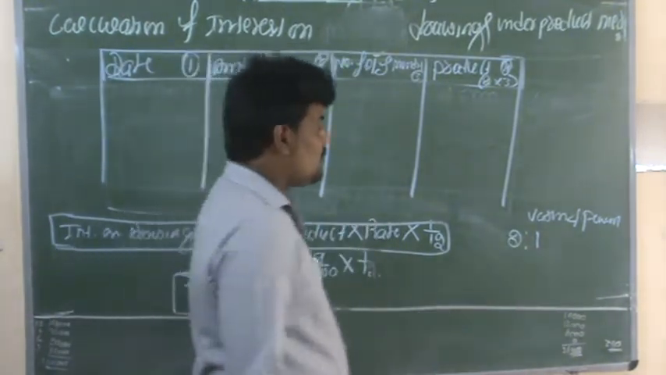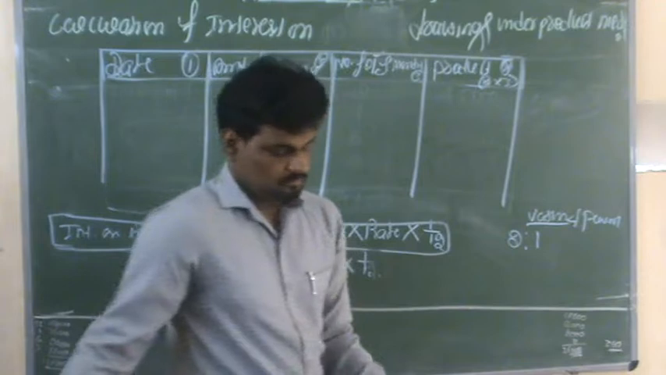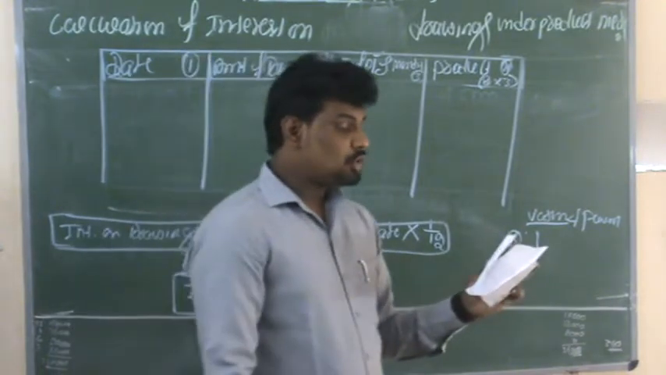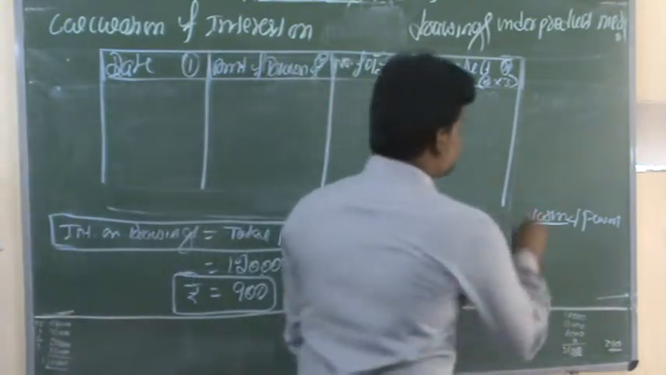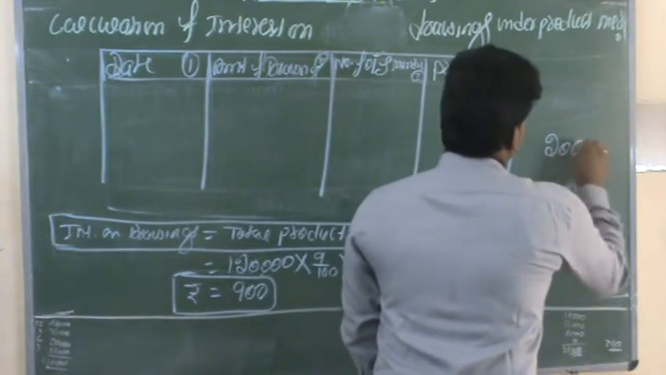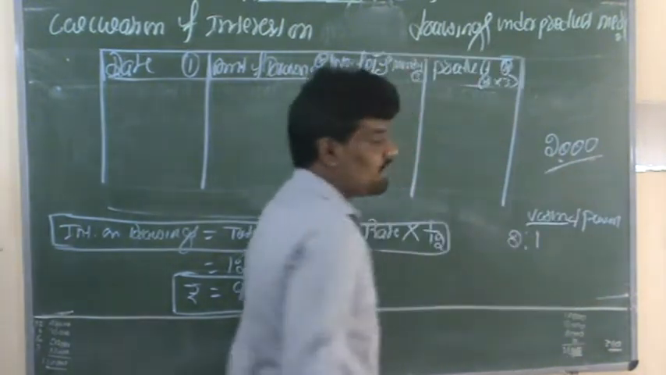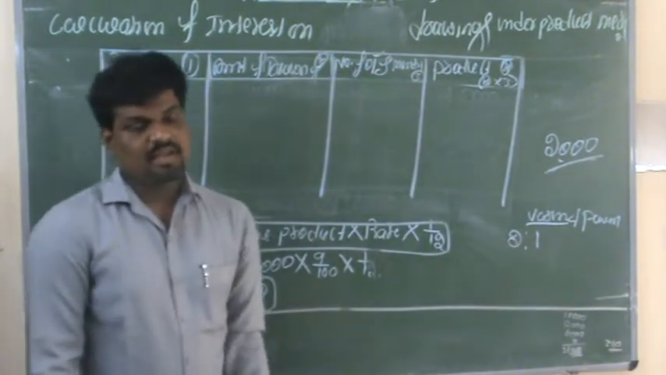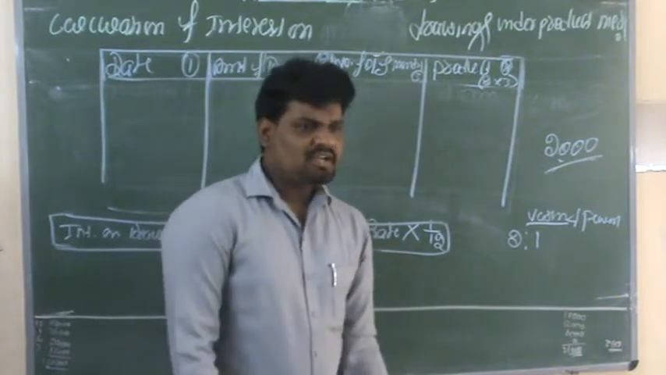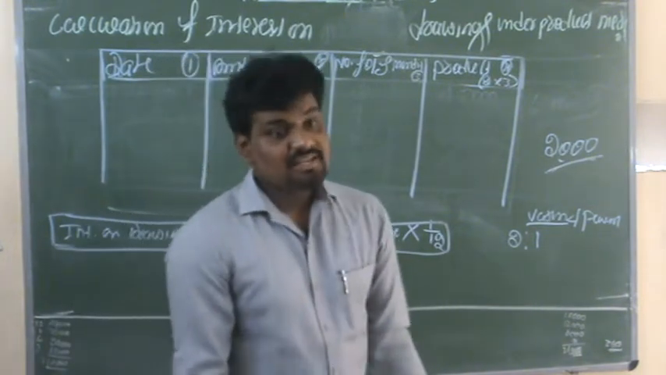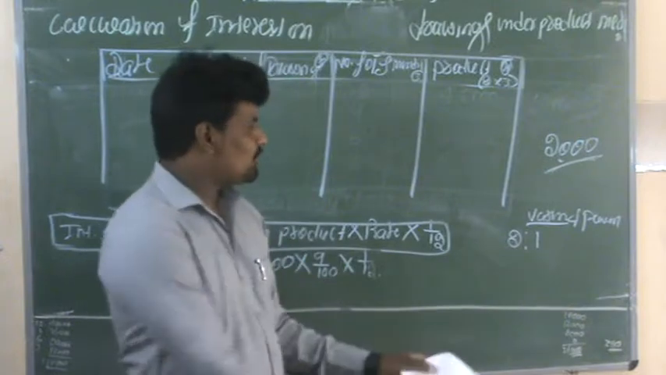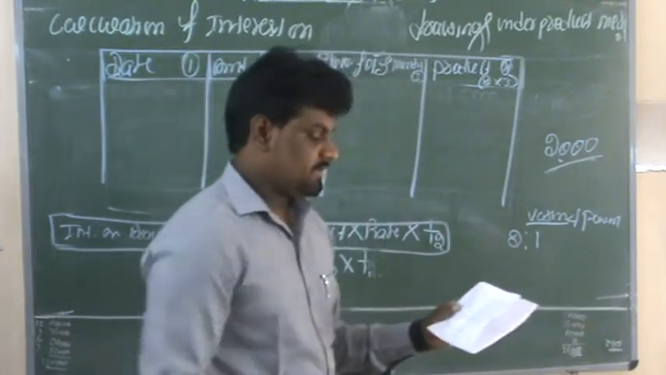So here Varun withdraws rupees 2,000 at the end of each quarter. How much amount is he withdrawing? 2,000. The partner Varun is withdrawing rupees 2,000 at the end of each quarter.